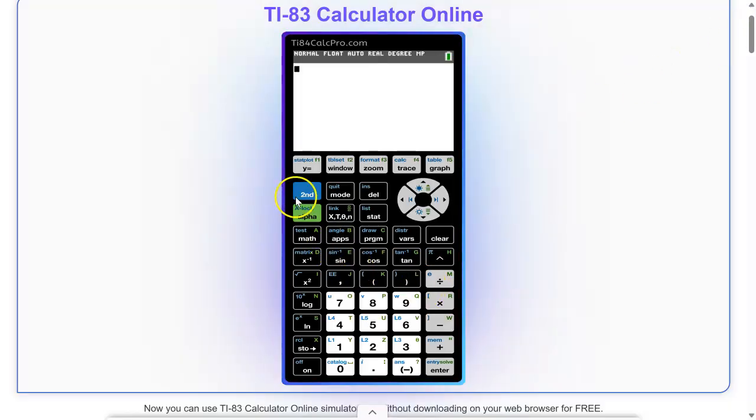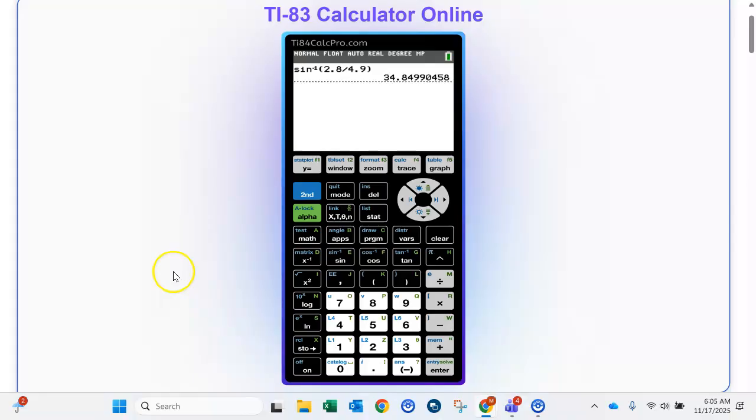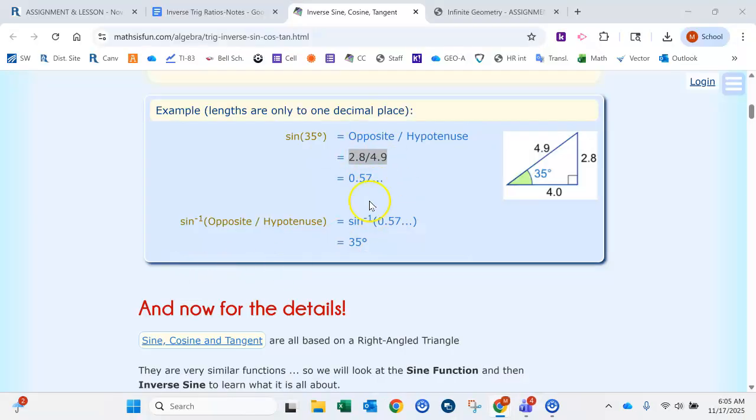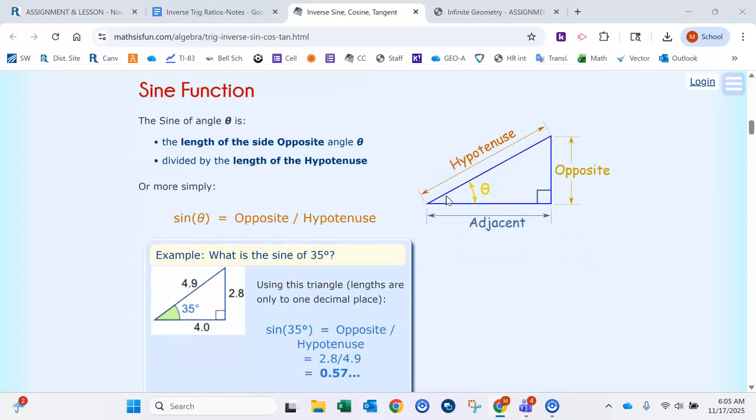Okay, so I have to get inverse sine, I have to go second, and then sine negative 1, and then I have to take those sides, 2.8 divided by 4.9, which we know is also 0.57, parenthesis, and then I hit enter, and what do I get? 34.8, which rounds to 35 degrees, okay? So that's how we're able to figure out the angle if we only have the sides, okay? So there you go. That's how you do it, guys.